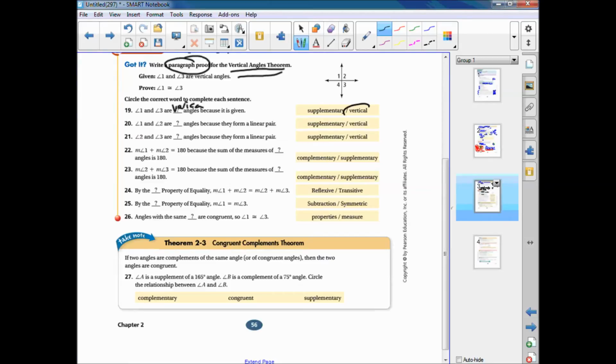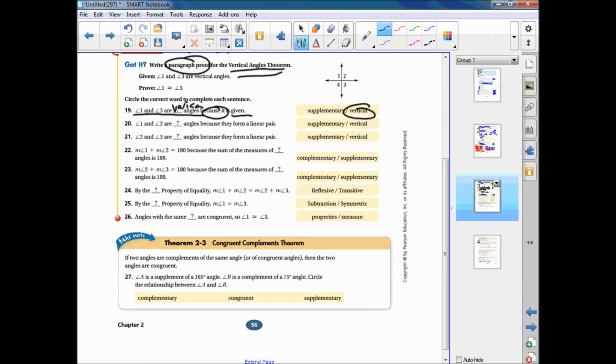Okay. So we're just circling over here. All right. So you can think about this. In a two-column proof, it would have had 1 and 3 are vertical angles, and over here on the right side, it would have said given. So we just put "because it is given" in between. So "because" is kind of like the break in the two-column proof, that line.